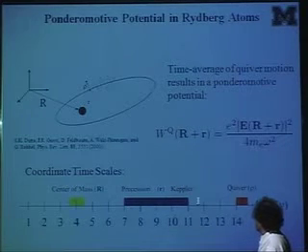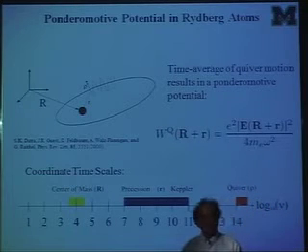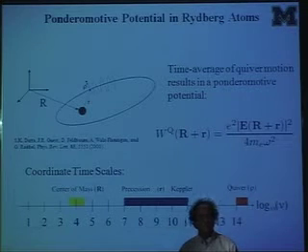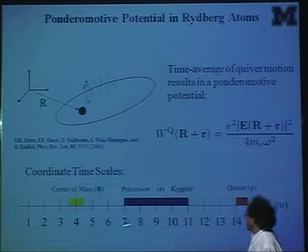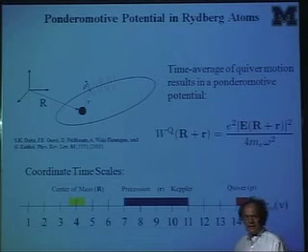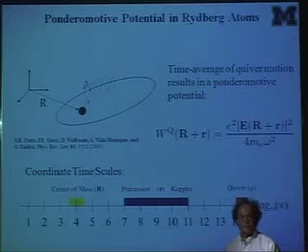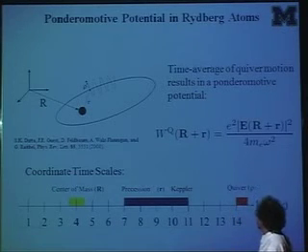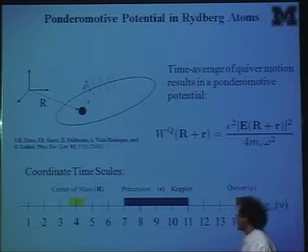The intermediate timescales of the problem are the Kepler frequency and any precession frequencies you might get if the Rydberg atom is also inserted into external electric and magnetic fields. Now you notice that between this timescale and this timescale there's a couple of orders of magnitude difference. Therefore, you can do a Born-Oppenheimer separation of the motion in the rho coordinate, the quiver coordinate, and the internal coordinate of the Rydberg atom.